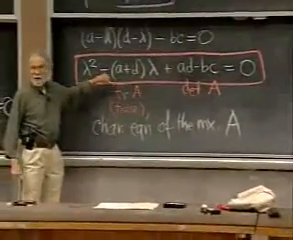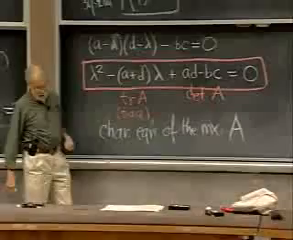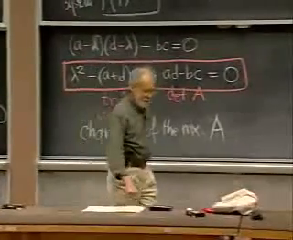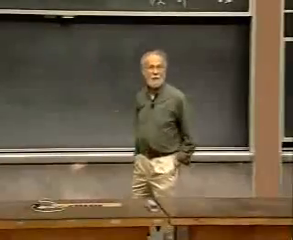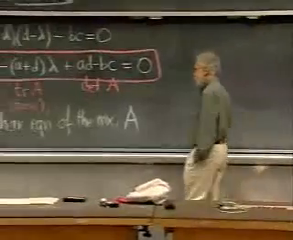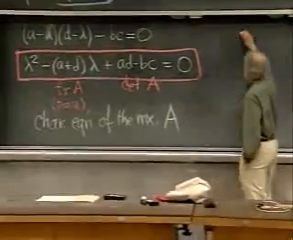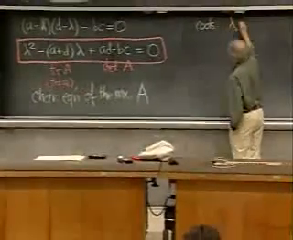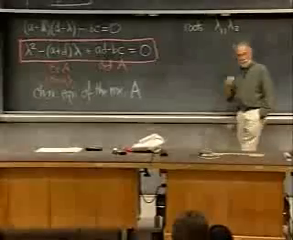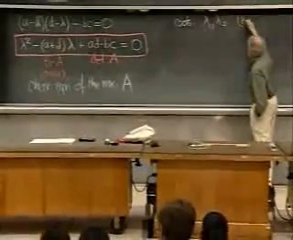Watch out for this minus sign. That's a very common error, to leave out the minus sign. You must put in the minus sign because that's the way the formula comes out. Its roots: it's a quadratic equation. It will have roots, lambda 1, lambda 2, which for the moment, let's assume are real and distinct.